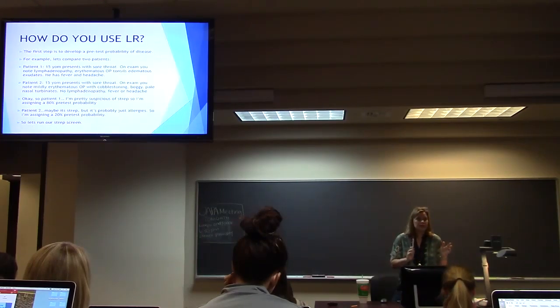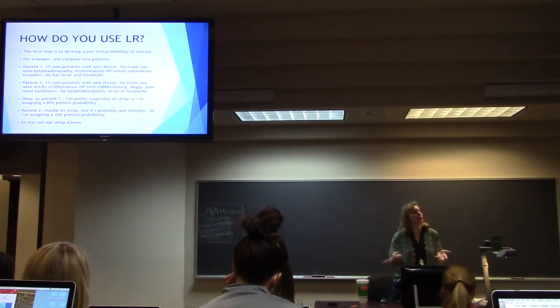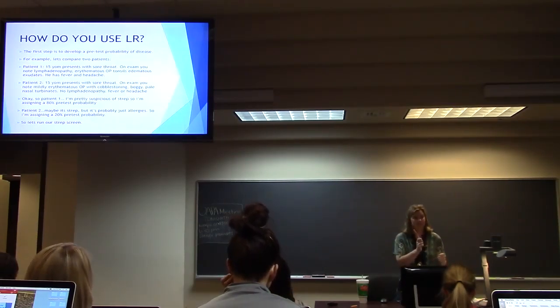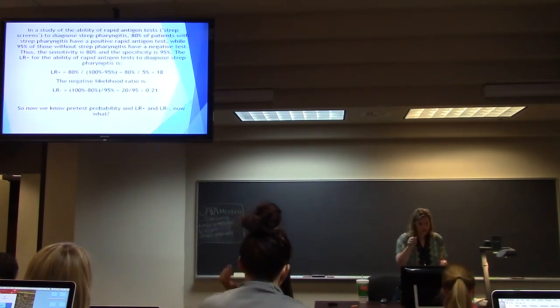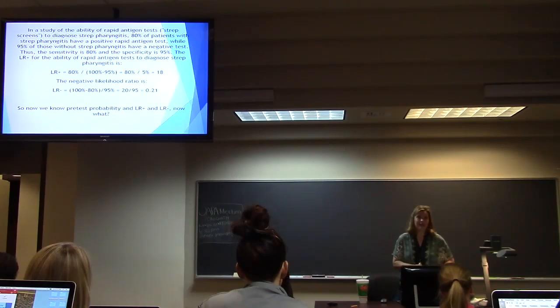Patient number 2 doesn't really present like strep, does he? I'm thinking this sounds like allergies to me, maybe a viral URI, but it doesn't really sound like strep. He doesn't have fever, exudates, lymphadenopathy, or headache. It doesn't seem like strep. I'm not really impressed when it comes to strep. So I'm going to assign him a 20% pretest probability of having strep, because I don't really think he has it, and that's fine. Now we've got to run a strep score, but before we do that, let's calculate these likelihood ratios.